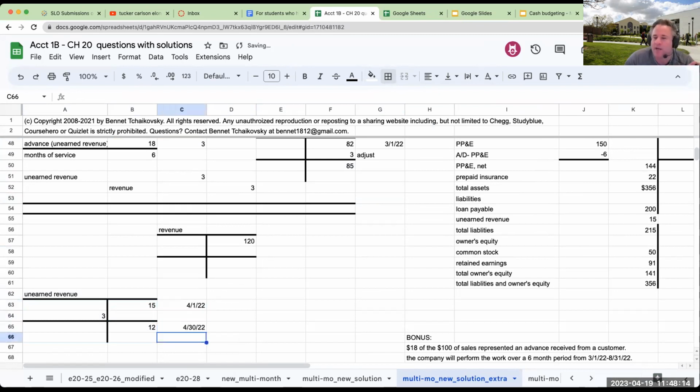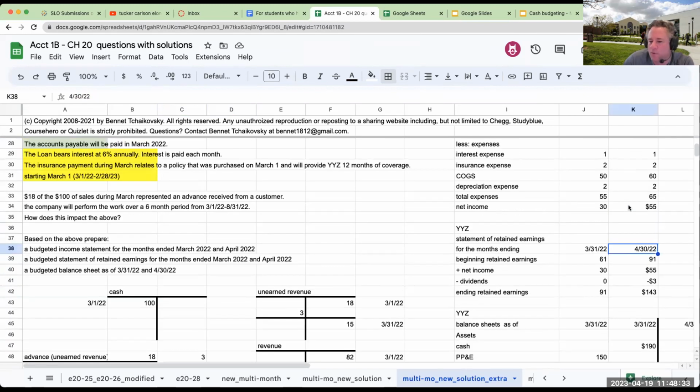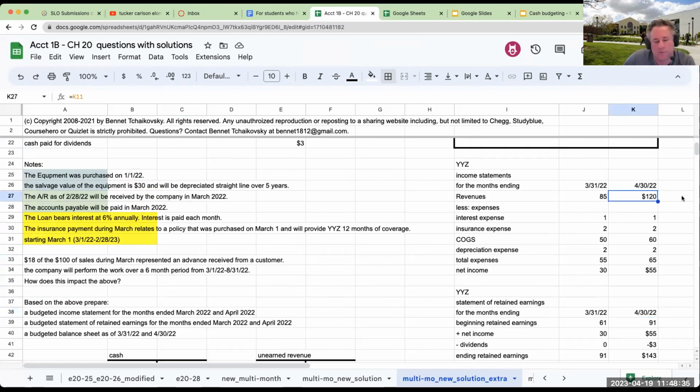How much do I recognize during the current month? Well, it was over 6 months, so it's going to be another 3,000. So here, I'm actually going to be increasing my revenue right over here for the 3 because I'm earning out this particular revenue. So when I come over here, my revenue for 4/30/22 for the month ending is no longer going to be 120. My new amount of revenue is going to be 123.